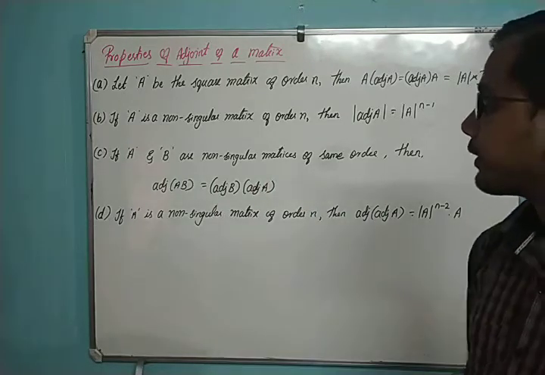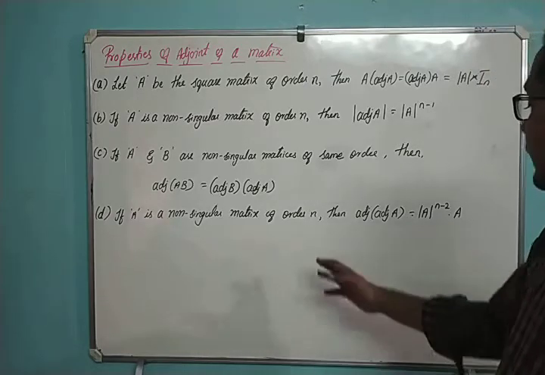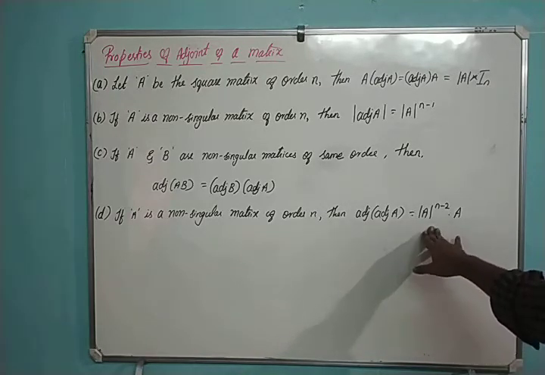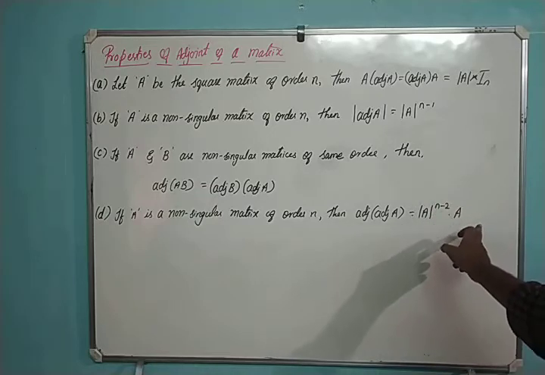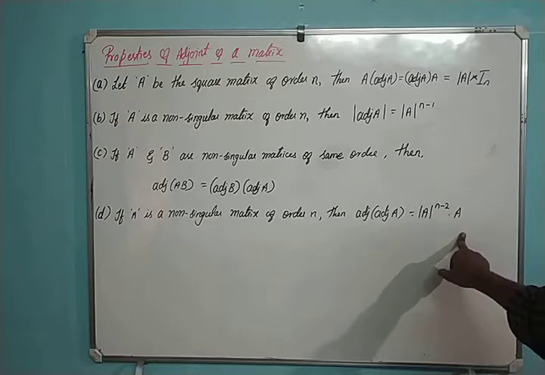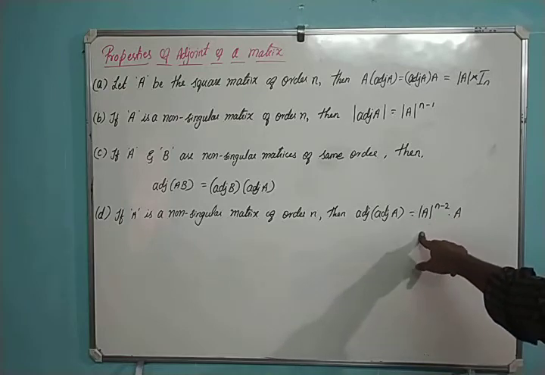Coming to the fourth one, if A is a non-singular matrix, that is if determinant of A is not equal to 0, then adjoint of adjoint A will be determinant A whole power n minus 2 into A. You should not get confused with this. This is only A, this is not determinant. Here it is determinant.